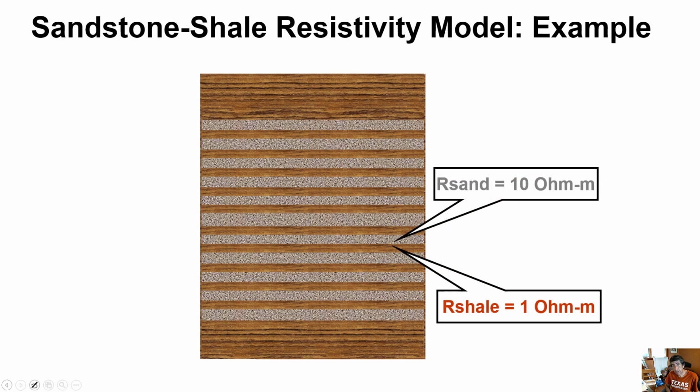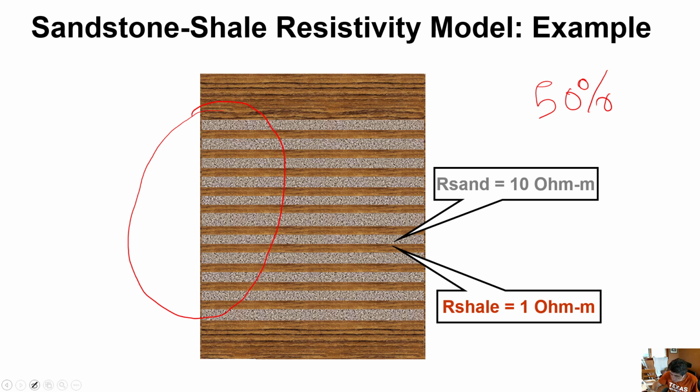Suppose that you are in a turbidite sedimentary sequence and you have a 50% proportion of sandstone and shale, and that this rock, the volume of this rock, is the volume of investigation of the tool. So all of these very thin layers of sandstone and very thin layers of shale, all of them are below the resolution of the measurement.